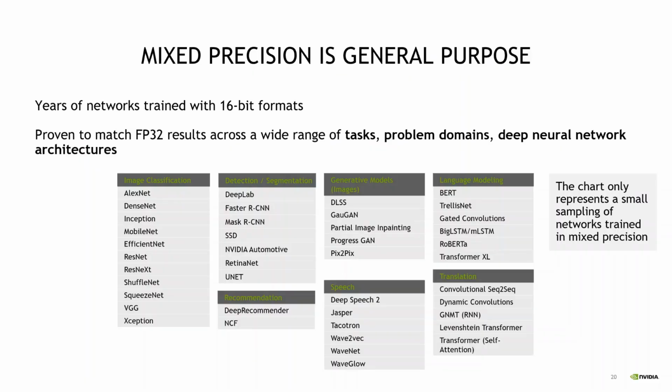Years of networks have been trained with 16-bit formats, proving to match FP32 results across a wide range of tasks, problems, domains, and deep neural network architectures. The chart only represents a small sampling of neural networks trained in mixed precision. The main information is: if you have a model and you want to train it, this is for you. Use the automatic mixed precision approach or TensorFloat32 and train on TensorCores on NVIDIA GPU.